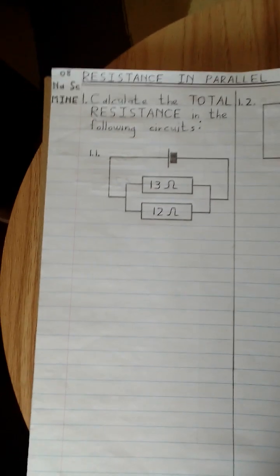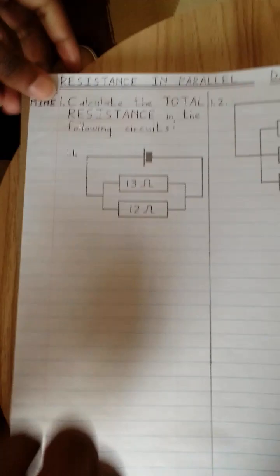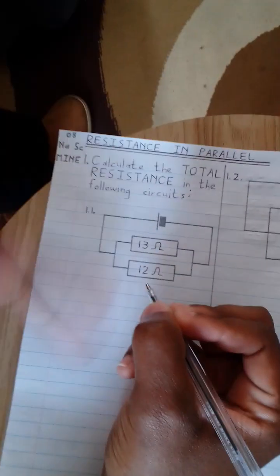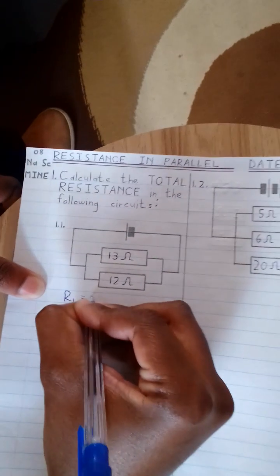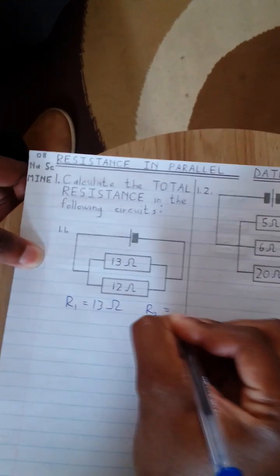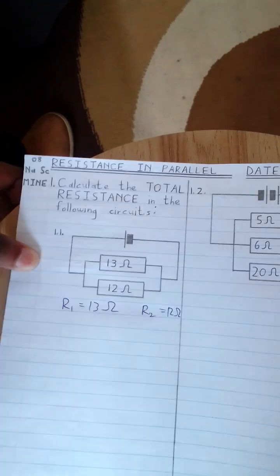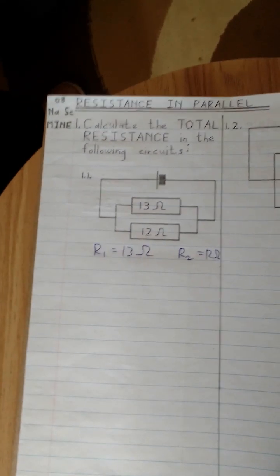So number 1 states calculate the total resistance in the following circuits. Then 1.1 we have that circuit, right? So let's name our resistors. Let's just name the top. They usually name from top to bottom. So R1 is 13 ohms, right? And R2 is 12 ohms. Now these two, there's only two resistors, right? And we can see they're in parallel.